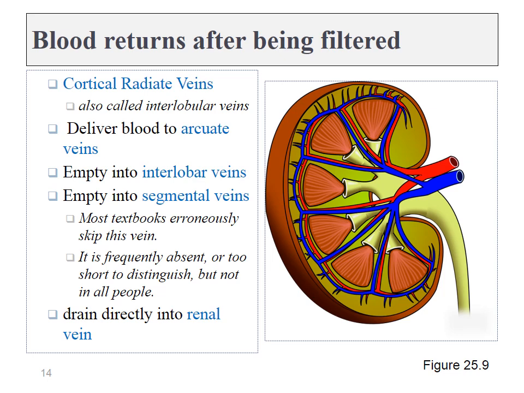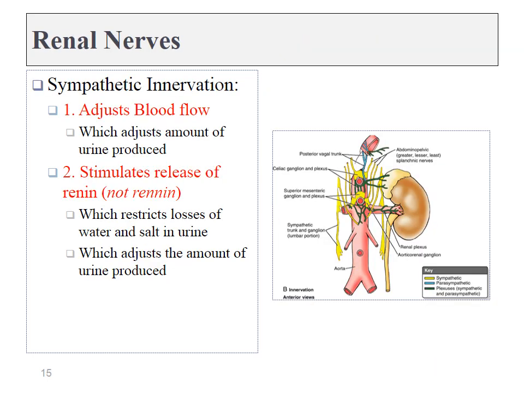When those components return, it becomes the cortical radiate veins, which become arcuate, interlobar, segmental, and finally renal veins, traveling in the opposite direction as the arteries. But luckily, they gave them the same names. Many anatomy textbooks skip over the segmental veins, but that's a mistake because a number of people do have segmental veins, but not everybody. In addition to tubes, nerves also connect to the kidneys.